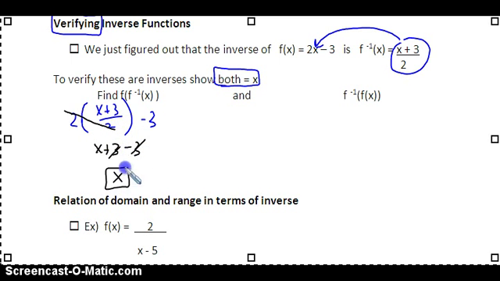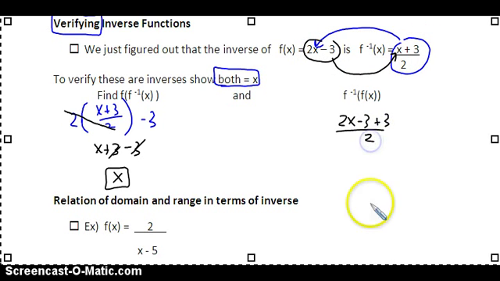I need to do the same process again, just backwards now. Plug the f function into the inverse. So plug this into here. And hopefully when I do this, I'll show that it reduces down to an x as well. So let's rewrite this. Instead of x plus 3, it'll be 2x minus 3, and then finish writing this out, plus 3 all divided by 2. Algebraically the 3's will cancel each other out, and you'll have 2x over 2, and now the 2's cancel each other out, and you're just left with an x.